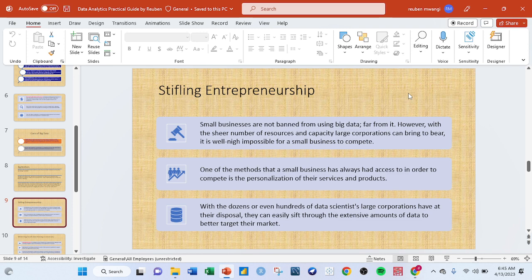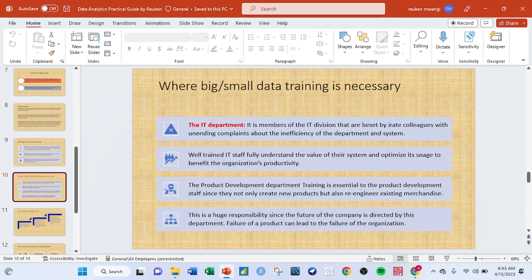With the dozens or even hundreds of data scientists large corporations have at their disposal, they can easily sift through the extensive amount of data to better target their market as compared to small businesses. So the next slide is about where big or small data training is necessary. In this case, we are trying to see who are supposed to be trained on how to handle the big data or the small data.